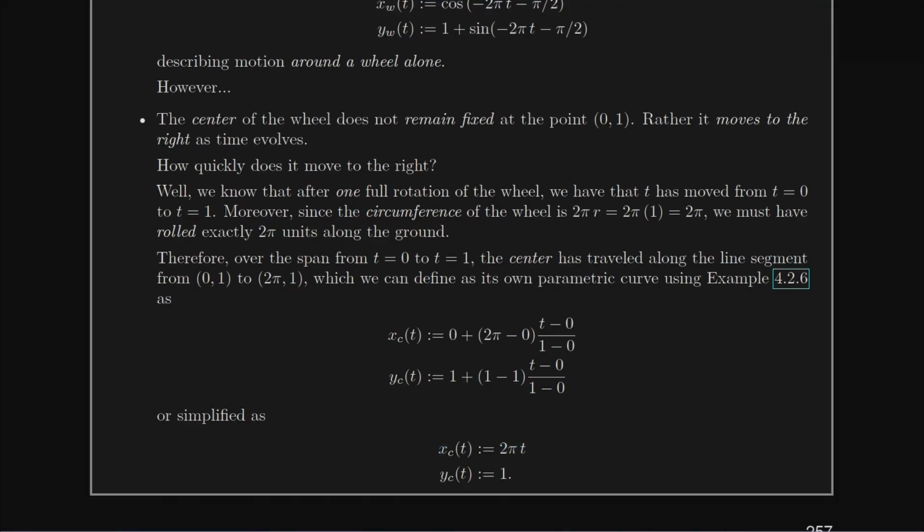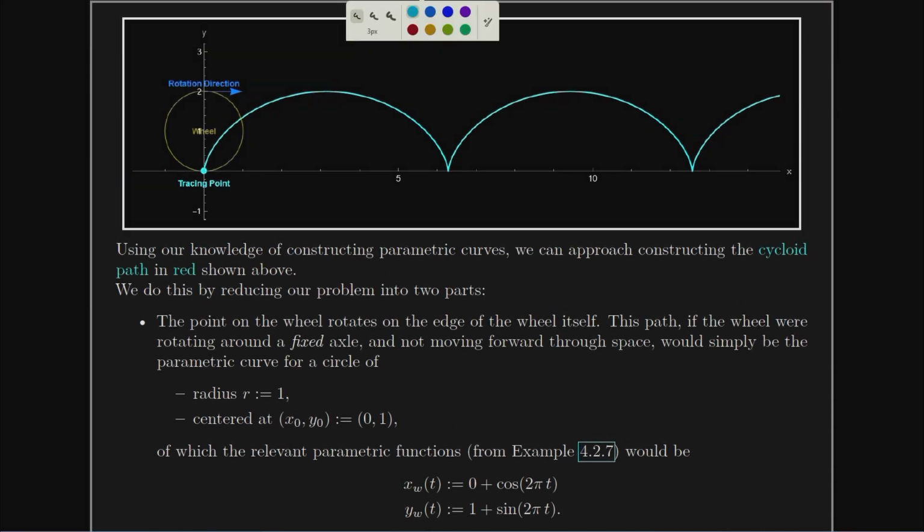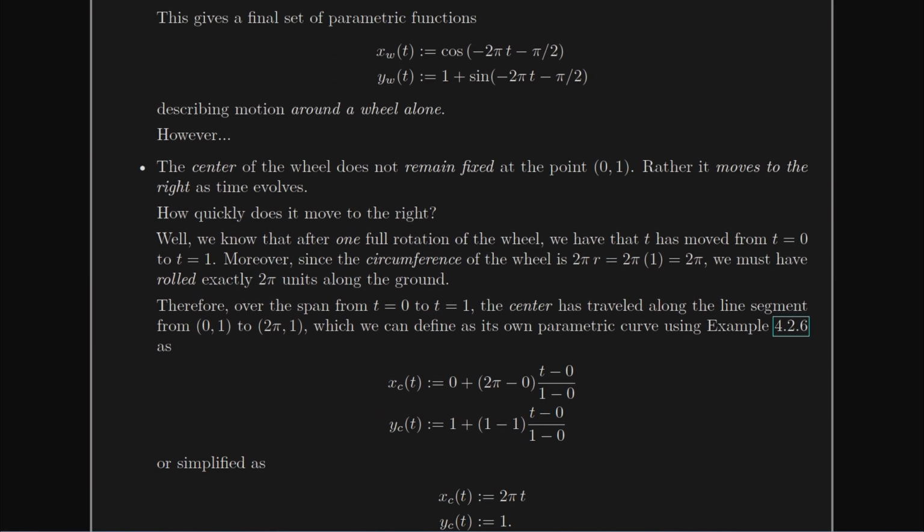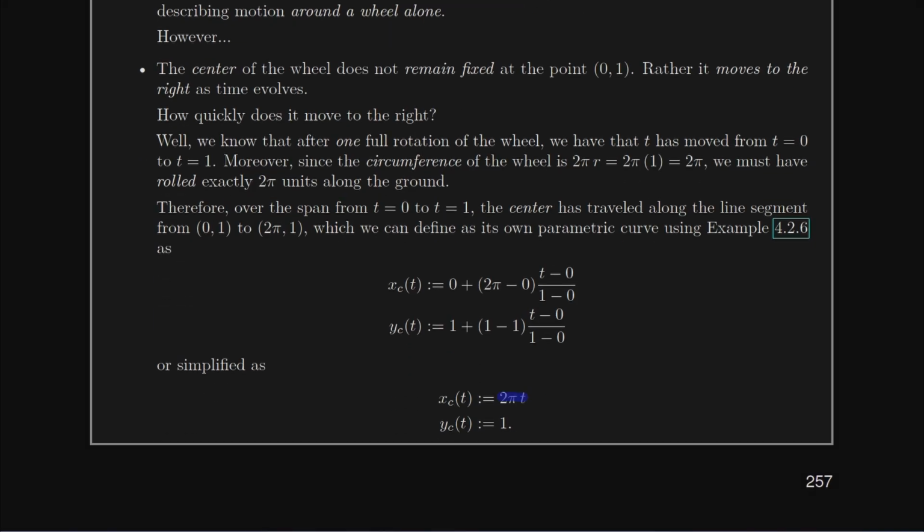And what is the value of the center? If I'm just talking about the center of the wheel, how does the center move to the right? Well, it's this 2 pi t. What is its y value? The y value is always going to be equal to 1. So the center of the wheel operates under its own set of parametric equations, 2 pi t and 1.